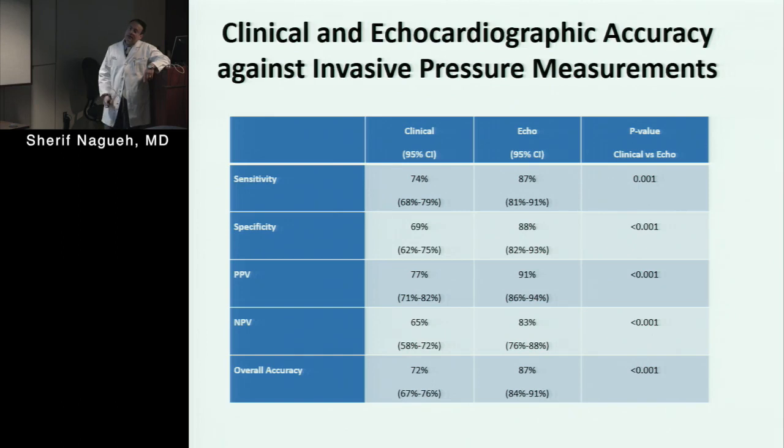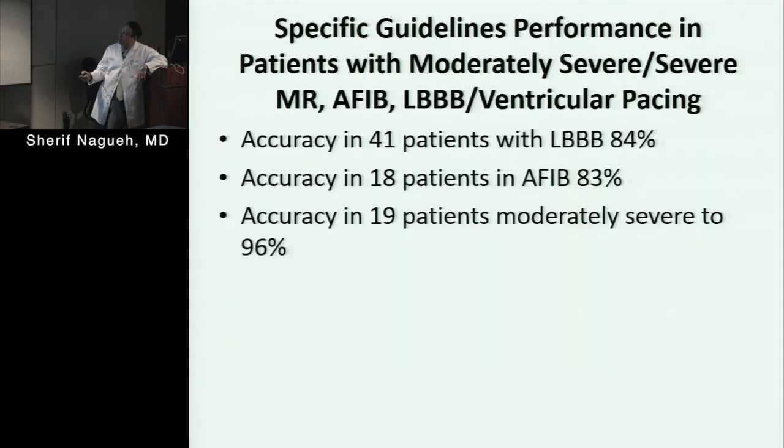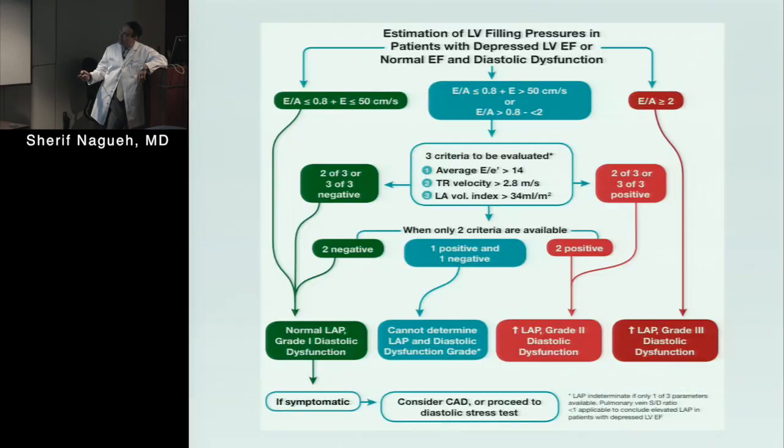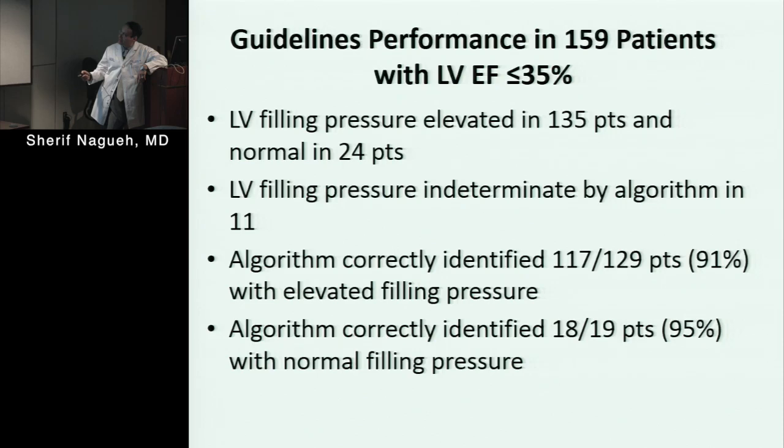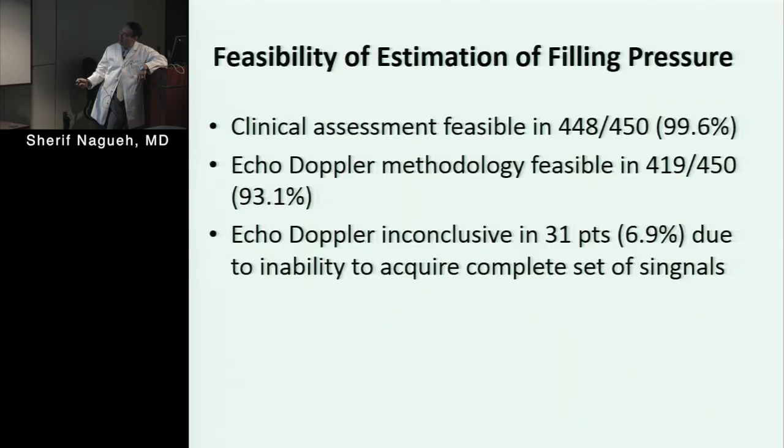The indeterminate. Okay. Is that fair? The clinician did not have an indeterminate. So I agree with you. But to be fair, you're going to have to tell us what's the indeterminate rate. Was it 6.3% or 6.9%? Yes, I had it on an earlier slide. 6.9%. Doppler inconclusive due to inability to acquire.